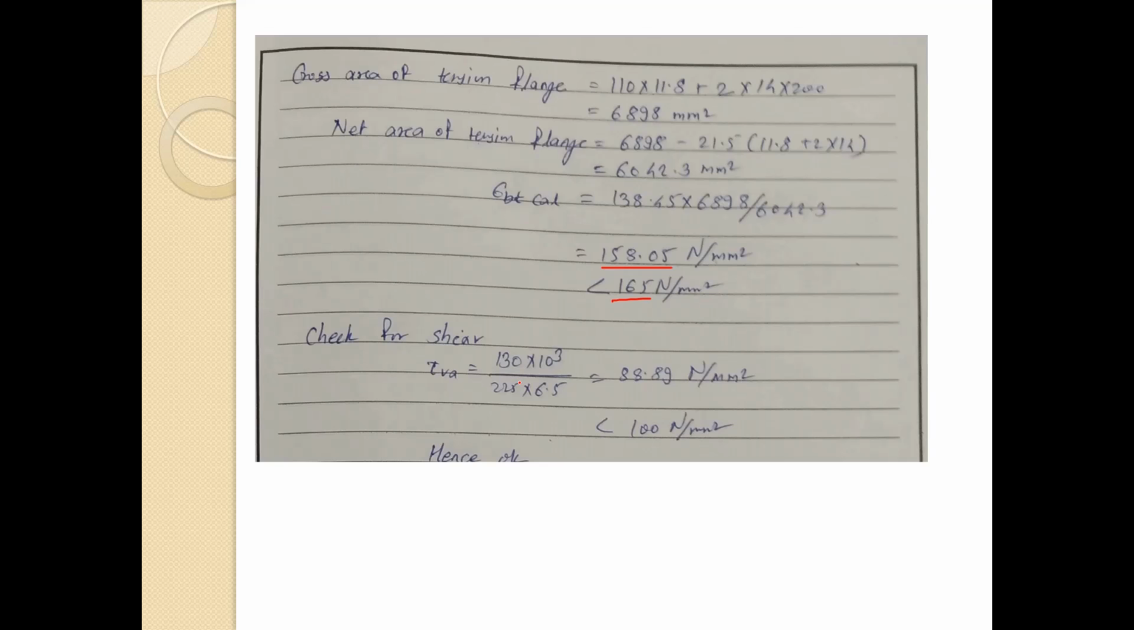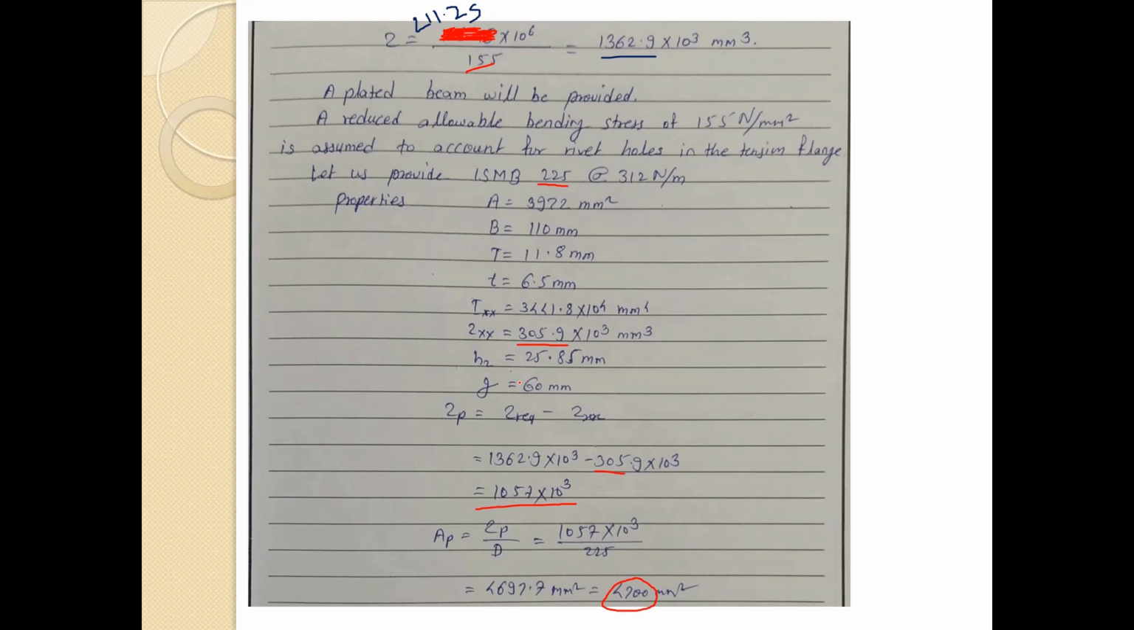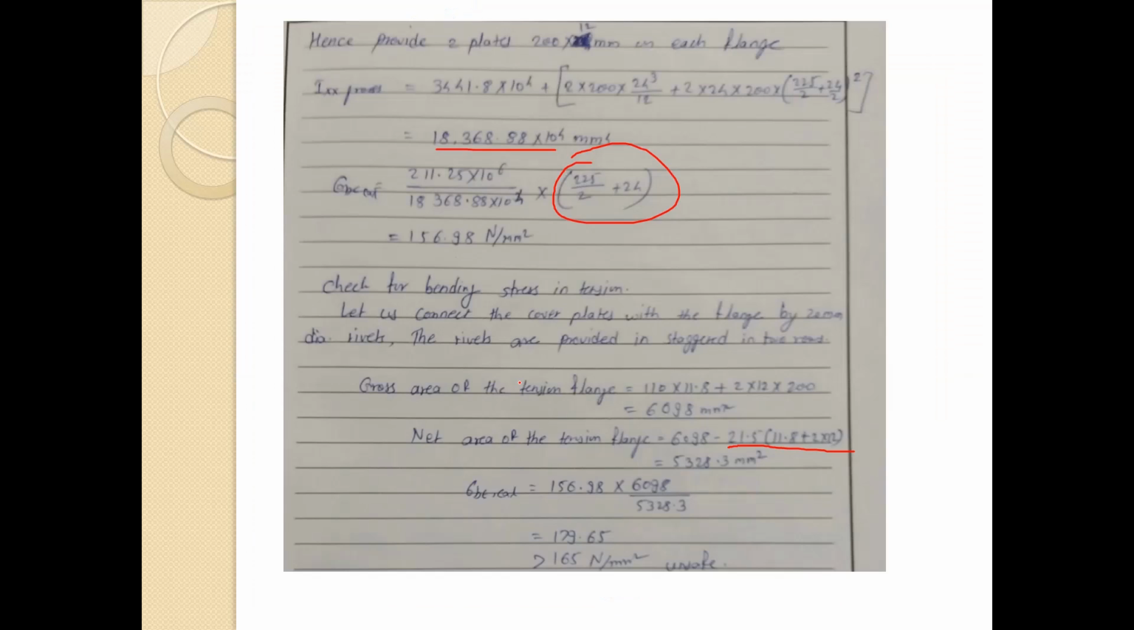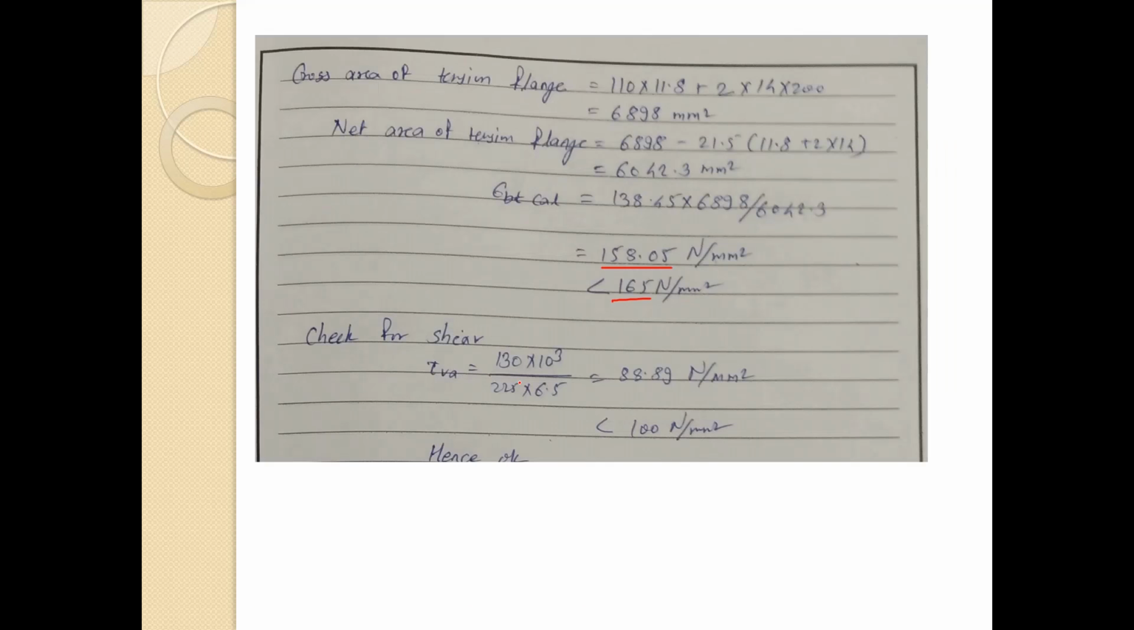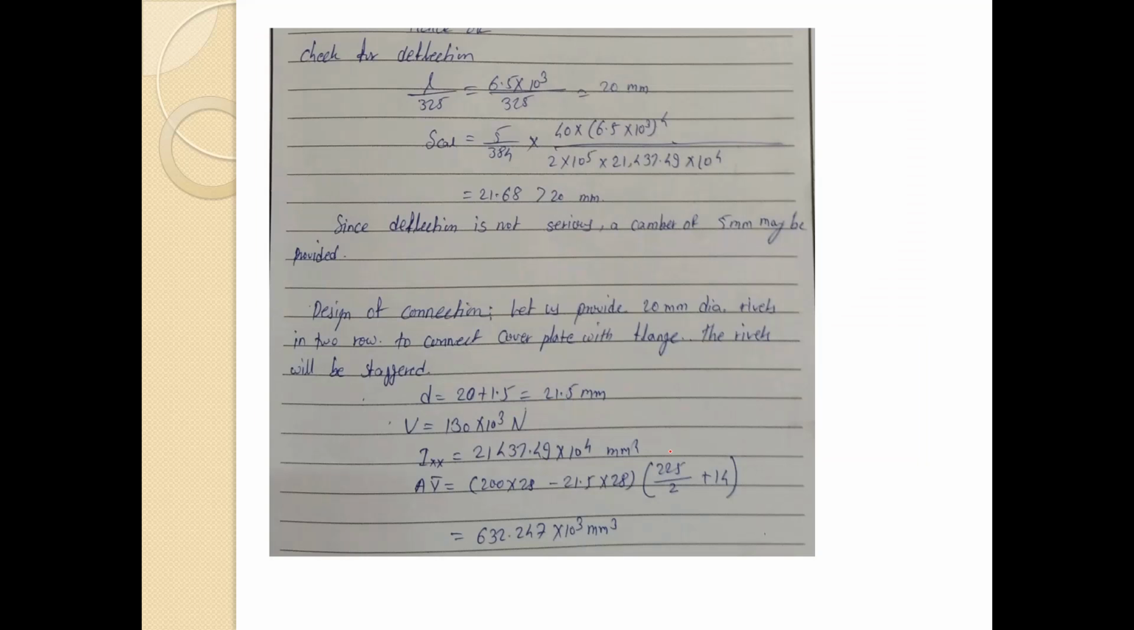So the shear stress, that is 130 kilonewton shear force. So this 130 into 10 raised to 3 divided by the area, that is 225 into 6.5, that is width of the web, and this is the depth. So that becomes 88.89, which is lesser than 0.4 fy, that is 100 Newton per square. Hence it is okay. And now check for the deflection.